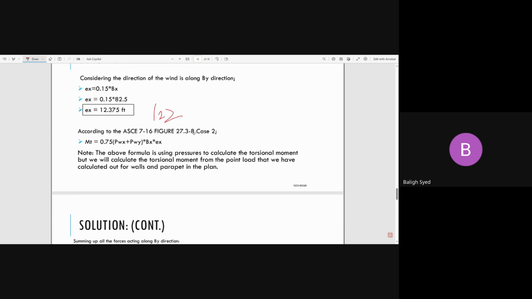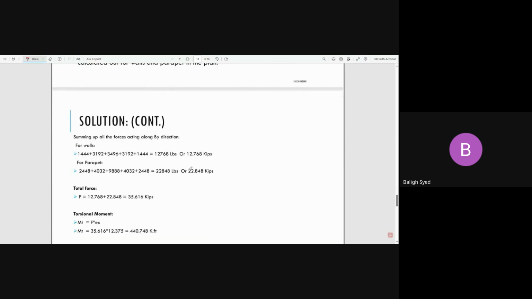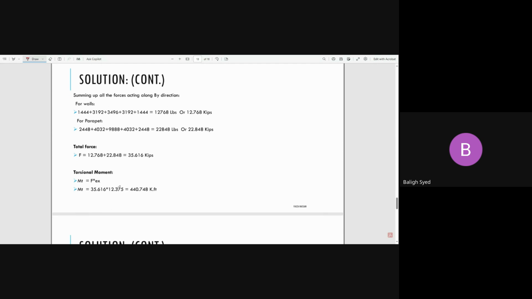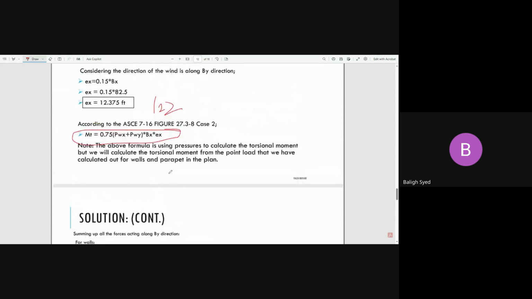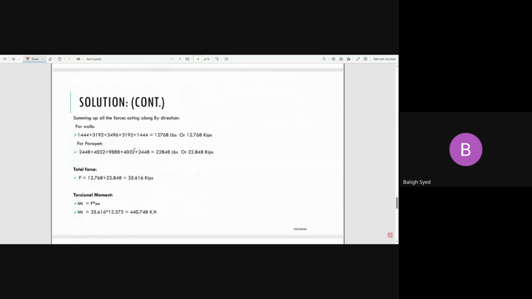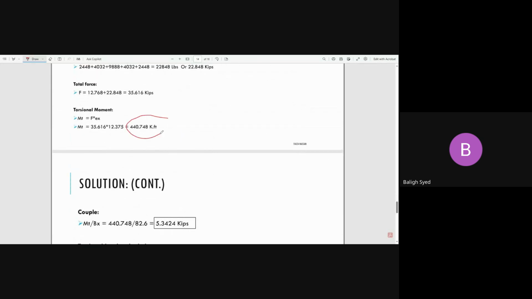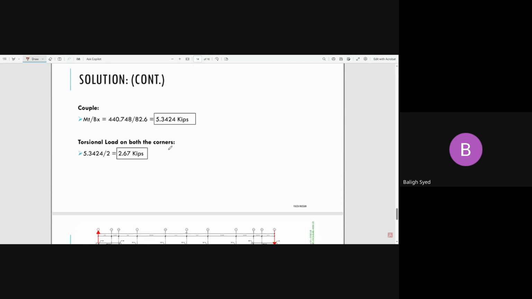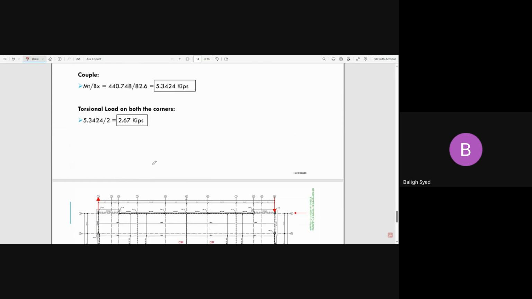Figure 27.3-8 case 2. So this is the equation you are going to use, and then once you use it, you will end up calculating the total force 35.616, and then multiply that force by this eccentricity which you calculated right here. We are doing just one direction to make it simple and easy, so that it will always stay in your memory for a longer period of time, inshallah. Okay, and so how much torsion is coming on your diaphragm? 441 kip-feet.